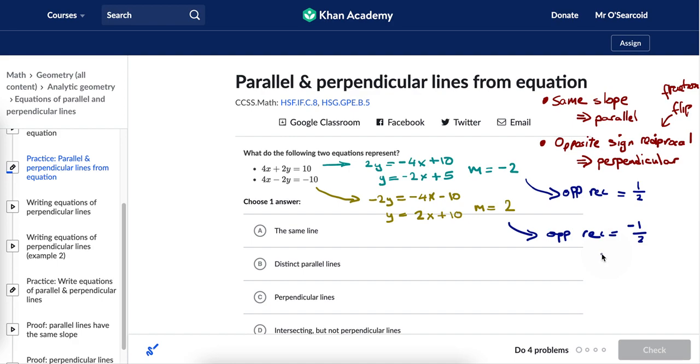So these are not parallel lines because they don't have the same slope. They're not perpendicular lines because they don't have the opposite sign reciprocal. They just have the opposite sign, not the reciprocal. The difference between the same line and distinct parallel lines is that the same line would have the same y-intercept, which this does, but the slopes are not the same at all. Different slopes means that they do intersect. Let's move on from there.